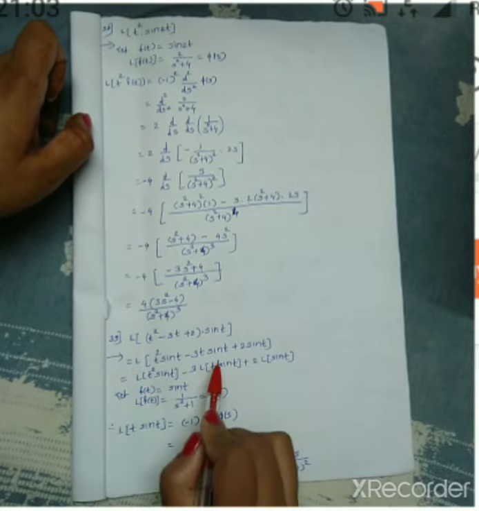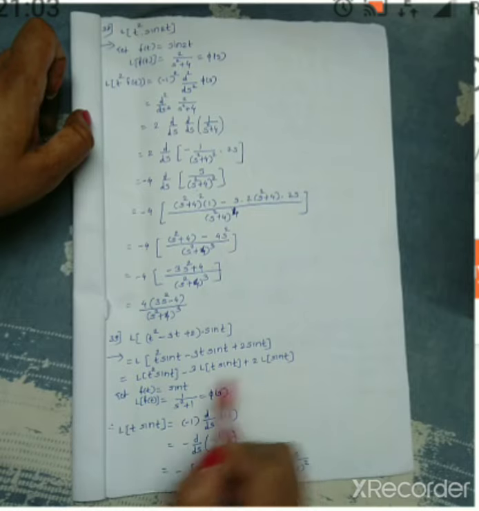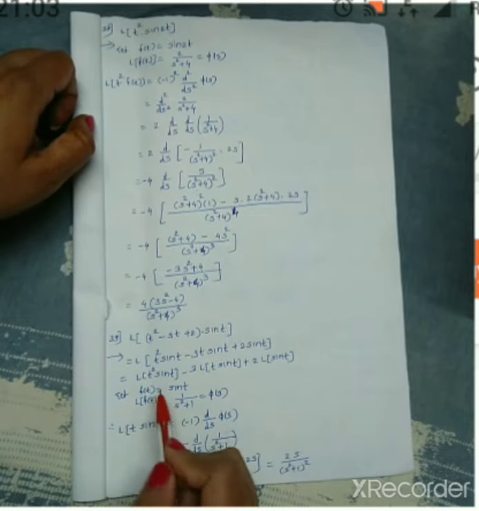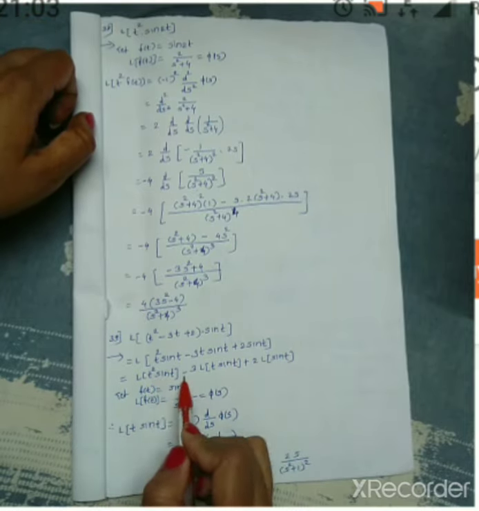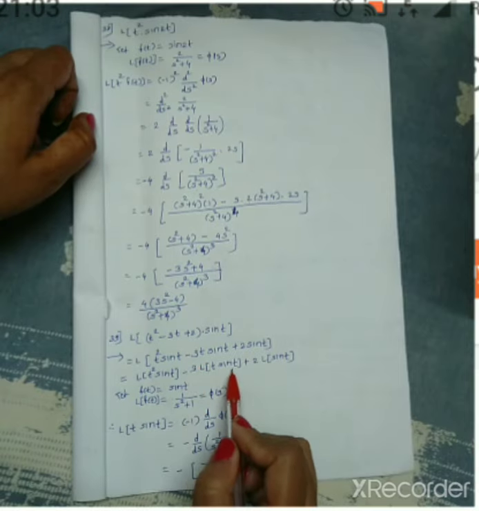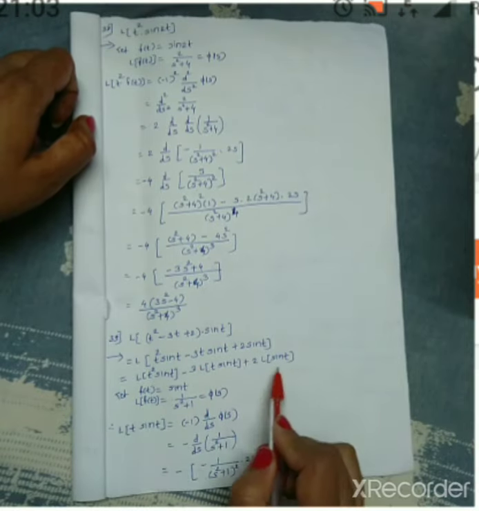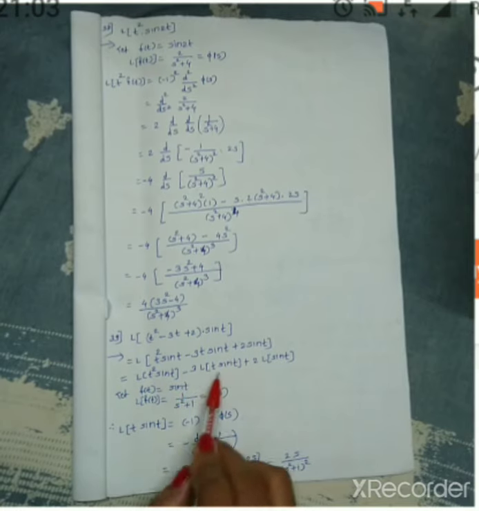Now take the Laplace inside and, in each step, take the constant outside of the Laplace. Laplace of t square sin t, minus 3 outside, Laplace of t sin t, plus 2 outside, Laplace of sin t. Now we have to find these three Laplace transforms separately.